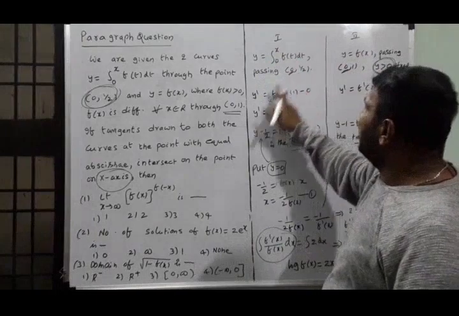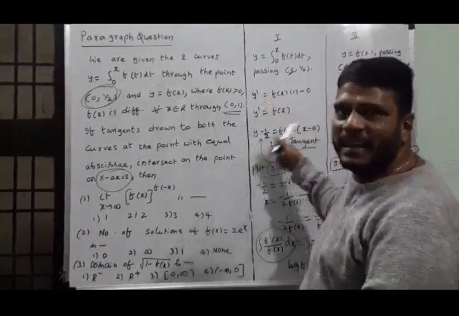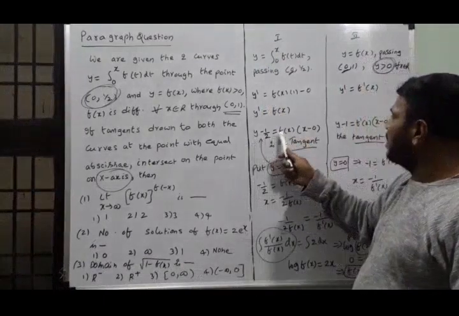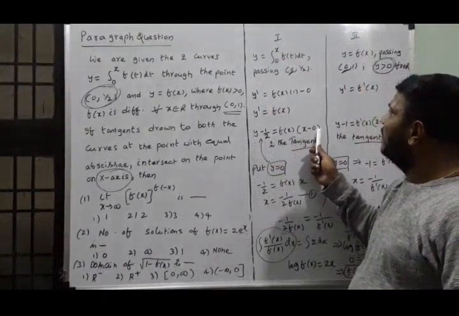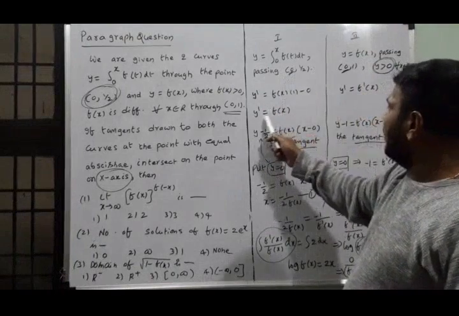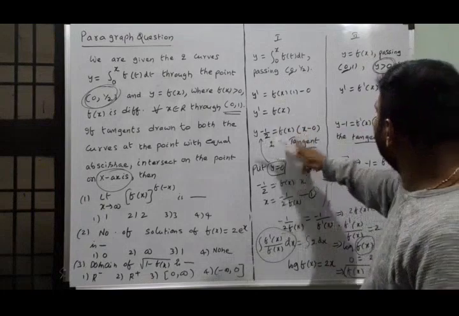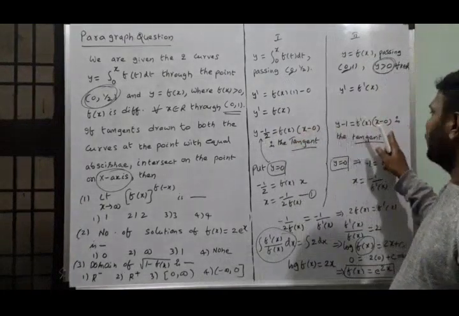Now you know the point and you know the slope. Using point slope form, write the equation of tangent. Y minus y1 is equal to m into x minus x1. x1, y1 is 0, 1 by 2. Slope is y dash, f of x. Okay, this is the tangent. In a similar way, write the equation of tangent here.